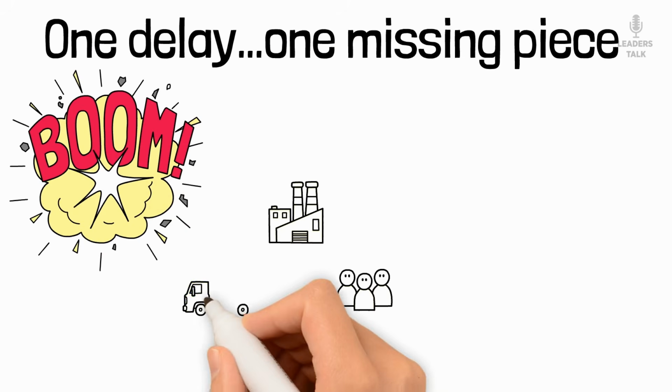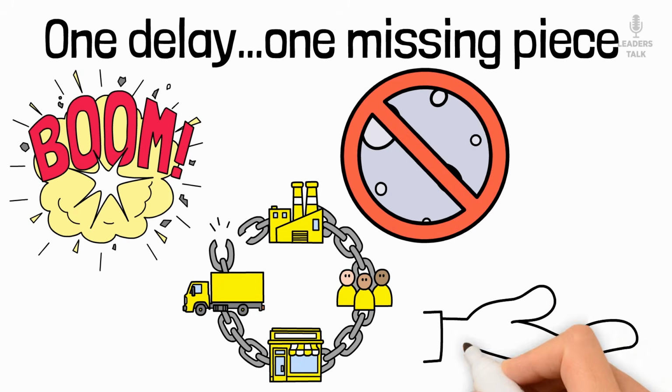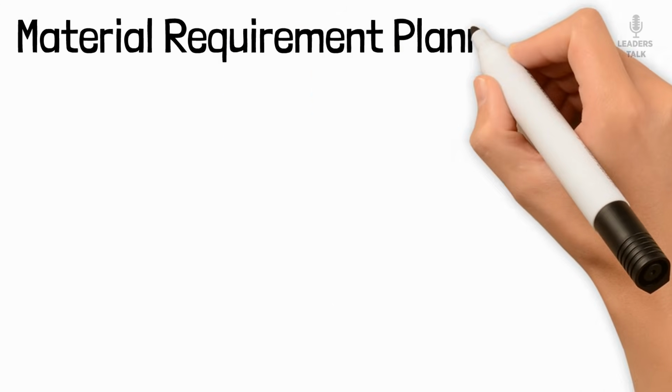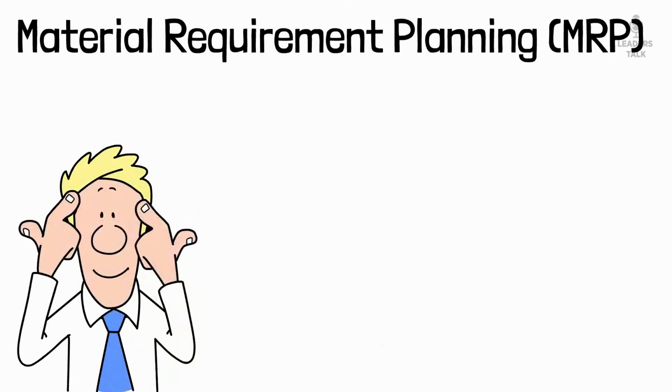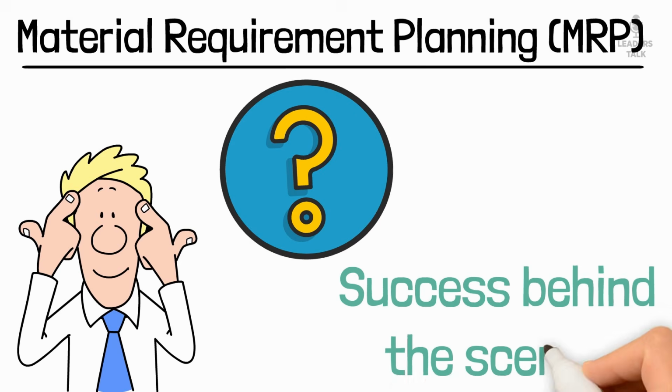Now think about modern businesses. They may not be landing on the moon, but they are managing thousands of moving parts every single day. So how do they avoid chaos? The answer is material requirement planning, MRP. And today you're going to understand not just what it is, but how it quietly controls success behind the scenes.